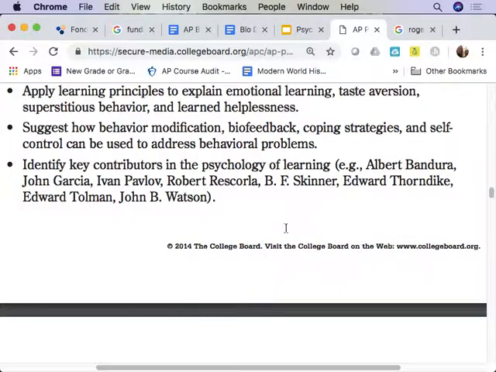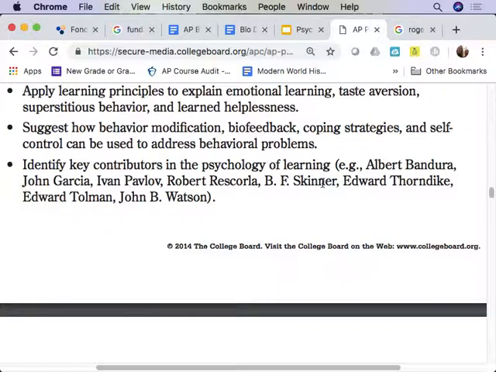Then I'd like you to put Thorndike and Skinner together. Thorndike and Skinner. What Thorndike did was the law of effect. Do you remember what the law of effect is?